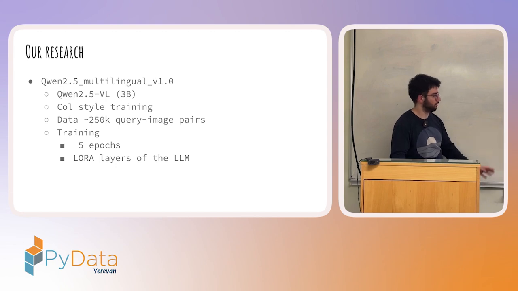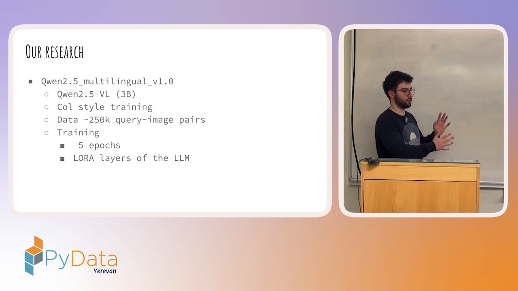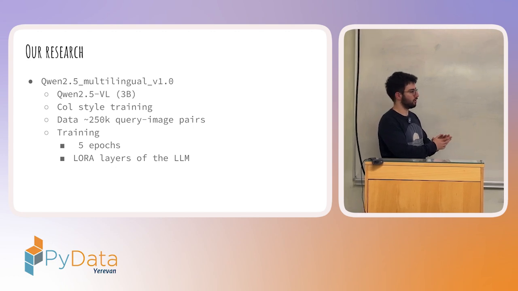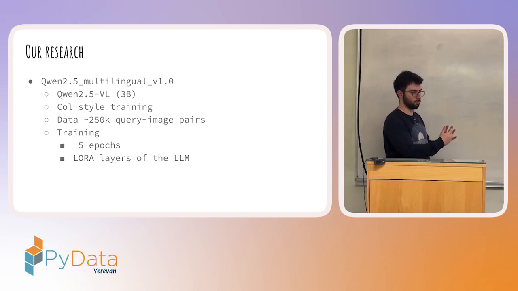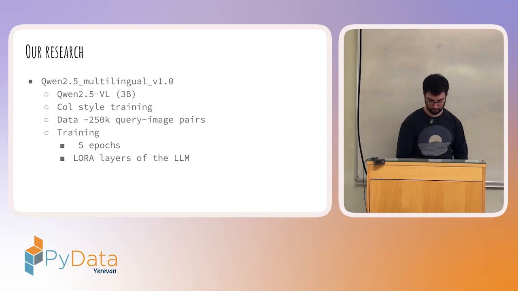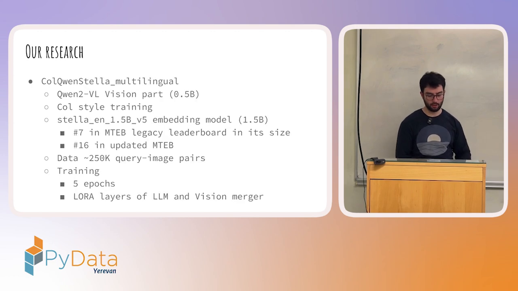So we did LoRa training, and we've kept frozen the vision part, because usually Qwen vision is doing its job good. In order to transform the LLM into an embedding model, we added LoRa layers and trained the LLM only. Only LLM LoRa layers.